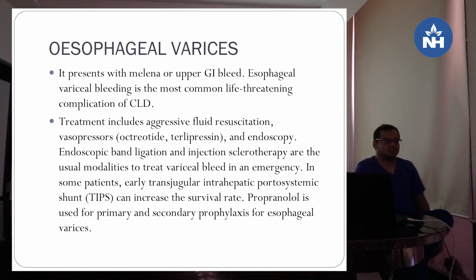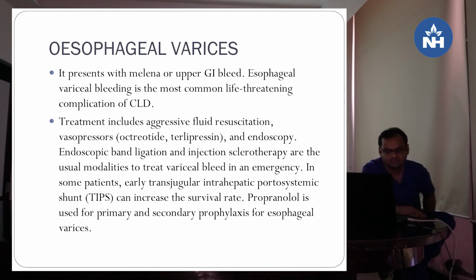leukopenia. Esophageal varices is one of the most common, but our next topic of discussion is upper GI bleed, so I am not going into details of esophageal varices. It is the most common and life-threatening complication of CLD, which presents with melena and hematemesis. Treatment is mainly aggressive fluid resuscitation, vasopressin and endoscopy. So endoscopic band ligation and injection sclerotherapy are the usual modalities to treat variceal bleed in emergency. In some patients, early transjugular intrahepatic portosystemic shunt, TIPS, can increase the survival rate. Propranolol is used for primary and secondary prophylaxis of esophageal varices.